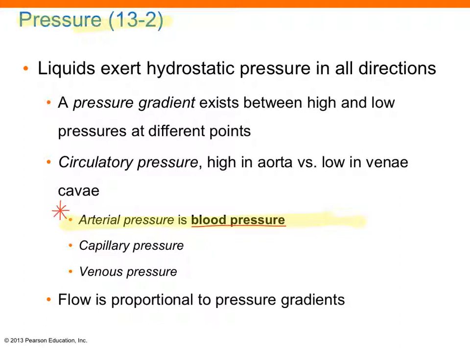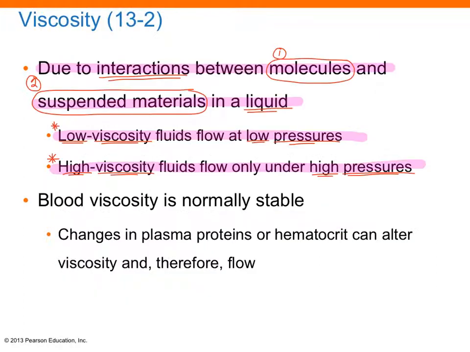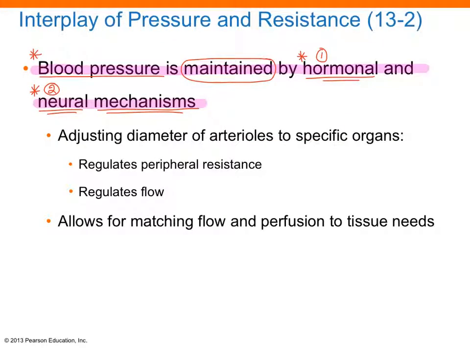Pressure. Pressure is when liquids exert hydrostatic pressure in all directions. Arterial pressure is called blood pressure. This is what we measure. Viscosity is thickness. It's due to interactions between molecules and suspended materials in a liquid. Low viscosity fluids flow at low pressures. High viscosity fluids flow only under high pressure. Blood viscosity is normally stable. Our blood pressure is maintained by hormonal and neural mechanisms.